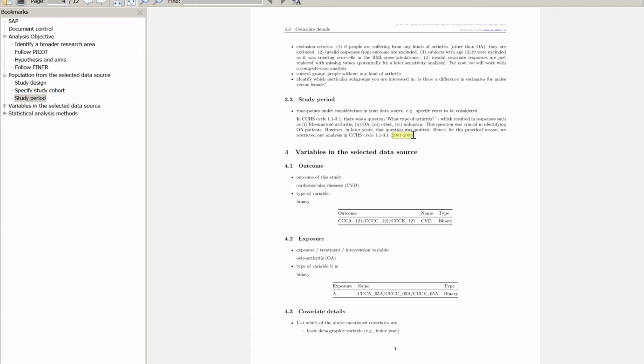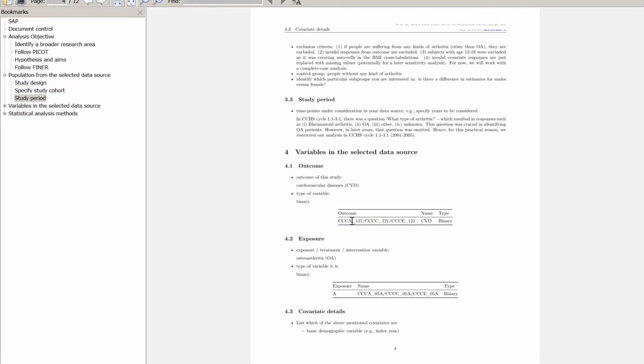So the study period is 2001 to 2005 because the CCHS 1.1 to 3.1 were collected during those periods. The next part is the most important part, where I talk about the outcome variable, and in those 3 cycles of data, what are the specific outcome variable names.